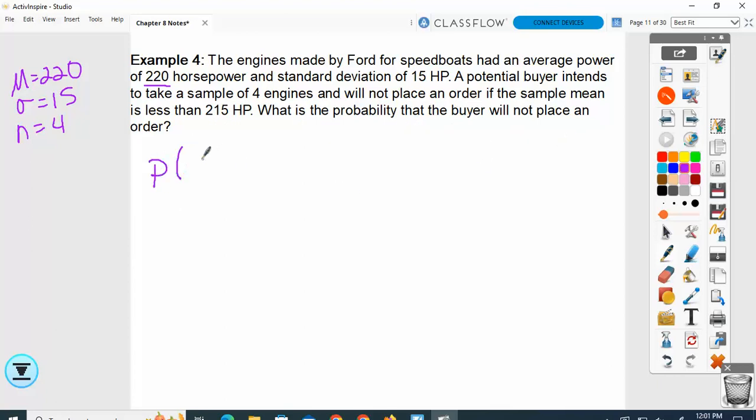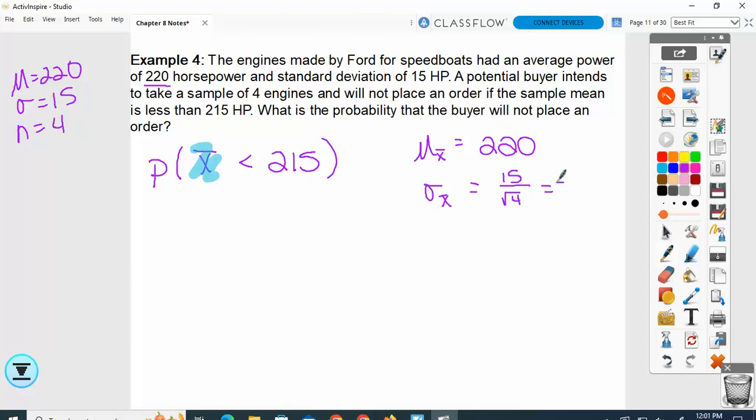So, will not, that means the mean was less than 215. So we have to turn that into a z. But since my variable is x bar, we need the mean and standard deviation for x bar. So the mean is the same as the original mean. Standard deviation is 15 divided by the square root of 4, which is 7.5.